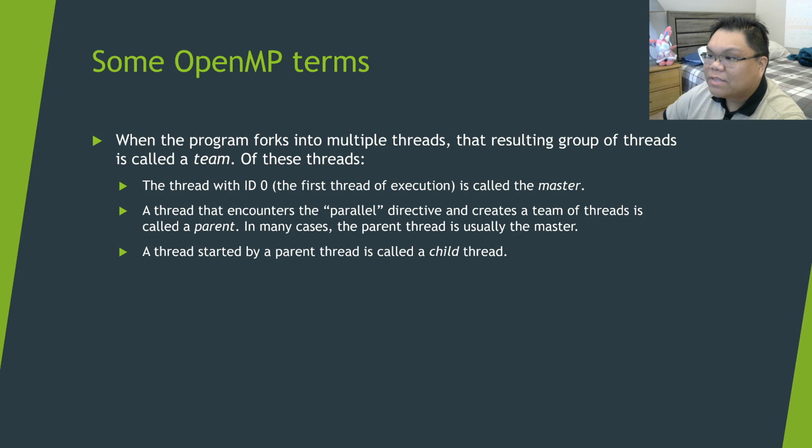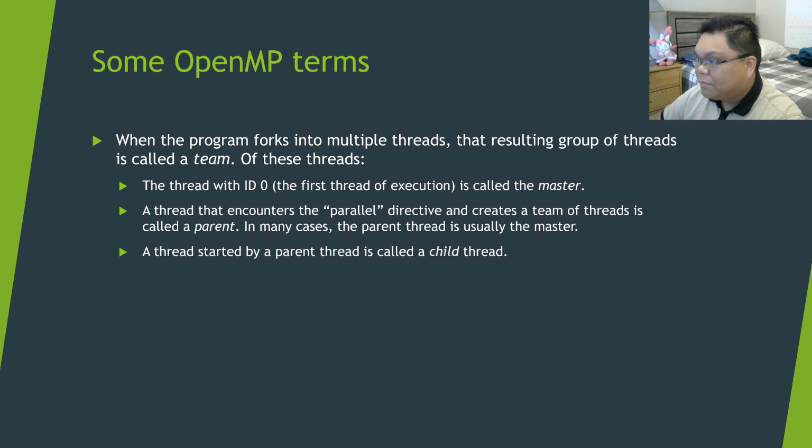There are a few OpenMP terms. When a program forks into multiple threads, that resulting group of threads is called a team. Usually, it's the thread with ID 0, the master or the main thread, that is the parent of that entire group of child threads. So, basically, the program starts with the thread with ID 0, the master or main thread. It forks and produces a bunch of child threads that constitute an entire team.